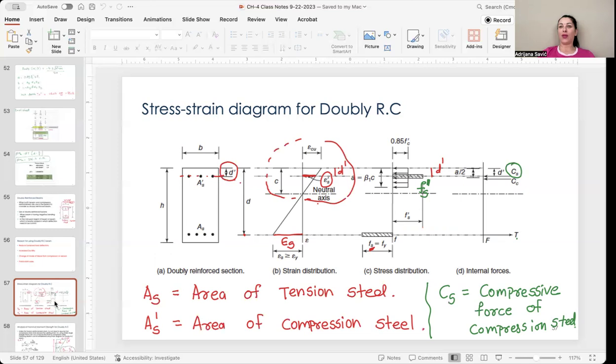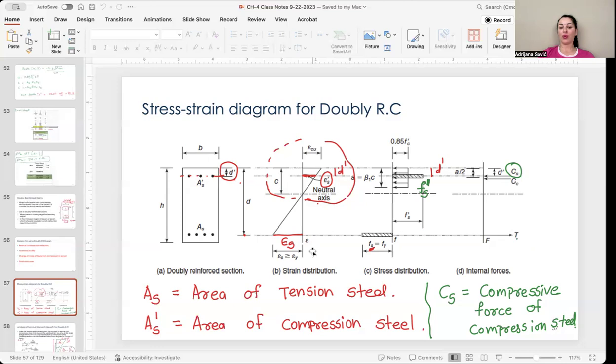So the stress-strain diagram for a doubly reinforced concrete beam is again based on the Whitney block, but in comparison to singly reinforced concrete beams, we will have one additional force which will come from steel in compression. So we need equilibrium, where both forces in compression, one from concrete and the other from steel, are equal to the tension force, which will be due to the area of steel in the tension region. So this will be the doubly reinforced section.